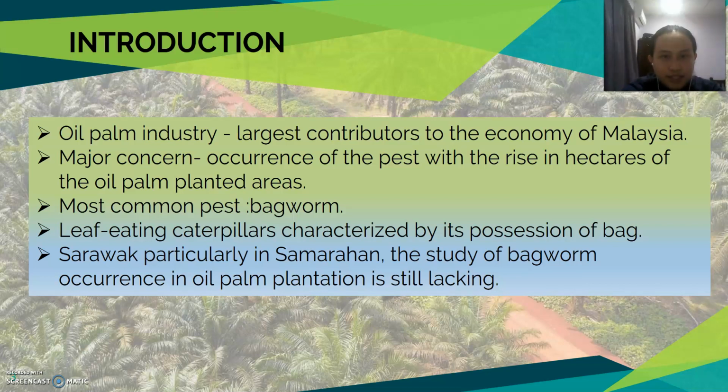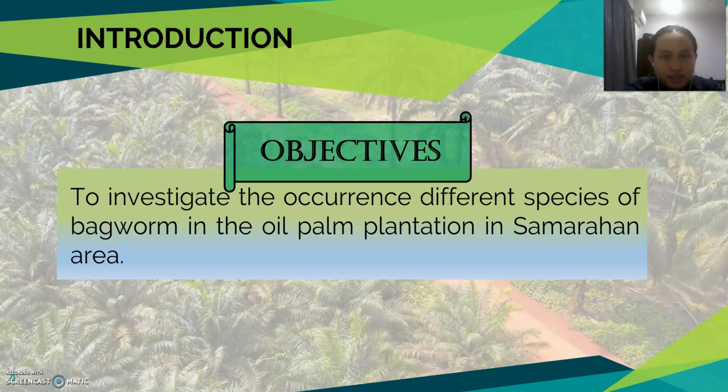The most common pests in the oil palm plantation are bagworms. Bagworms are leaf-eating caterpillars that are characterized by their possession of a bag, which they build out of silk. In Sarawak, particularly in Samarahan, the study of bagworm occurrence in the oil palm plantation is still lacking, even though some plantations have experienced bagworm infestation. The objective of this study is to investigate the occurrence of different species of bagworm in the oil palm plantation in Samarahan area.